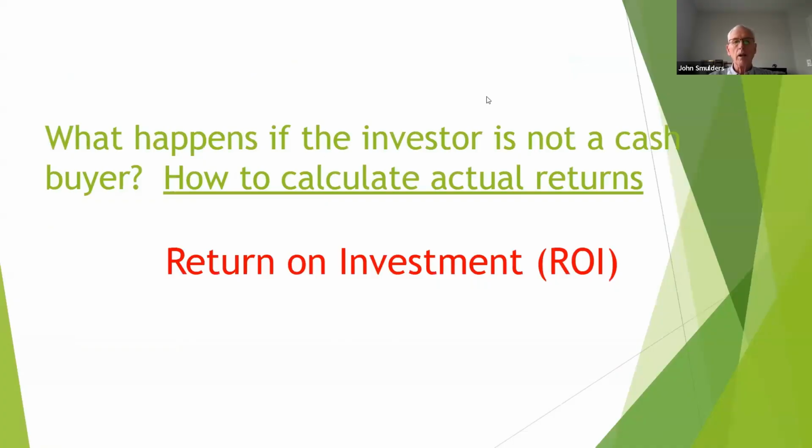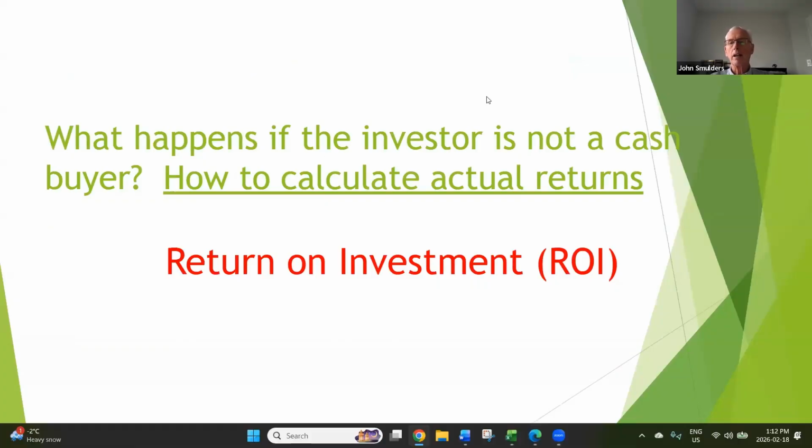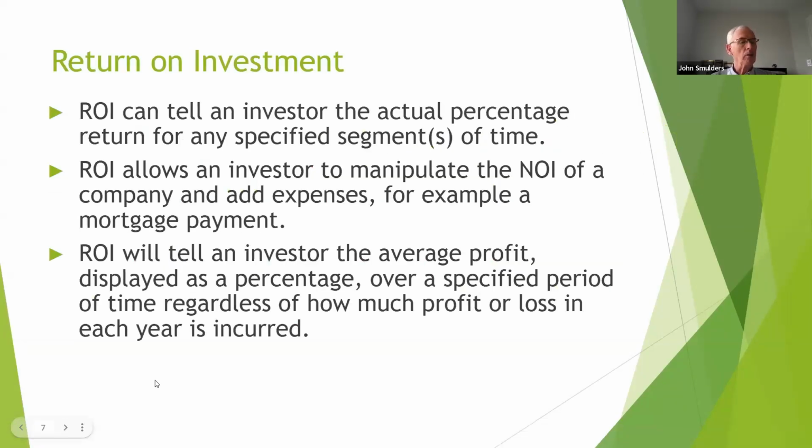So what happens if the investor is not a cash buyer? How to calculate your actual return. And if Beta is here, this is what we talked about last week that we would cover this week. It's called your ROI, your return on investment. And we're going to give you a few examples here. A return on investment can tell an investor the actual percentage return for any specified segment of time. And usually, what the investor wants to look for is a 1 year return.